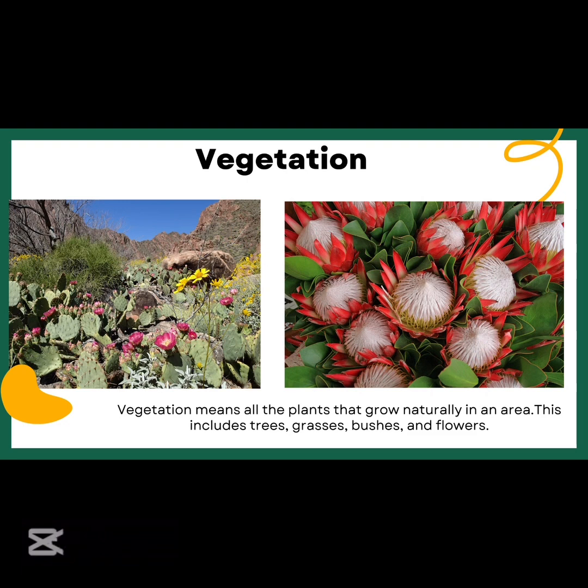Vegetation means all the plants that grow naturally in an area. This includes trees, types of grasses, types of bushes, as well as flowers. In this image I have a picture of the protea flower.